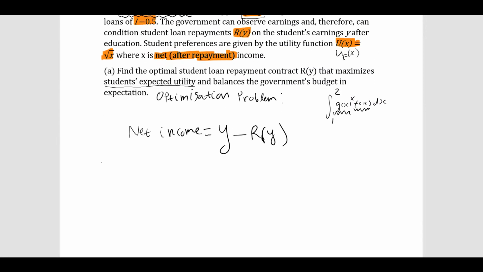So we actually want the expectation of the utility. Now, I'm not going to call it UE of X. I'm just going to do what they've done in the question and call it U of X. So expectation of U of Y minus R of Y. We want to maximize that across R of Y. We want to find the R of Y that maximizes this, subject to a condition, which I'll go through in a second.